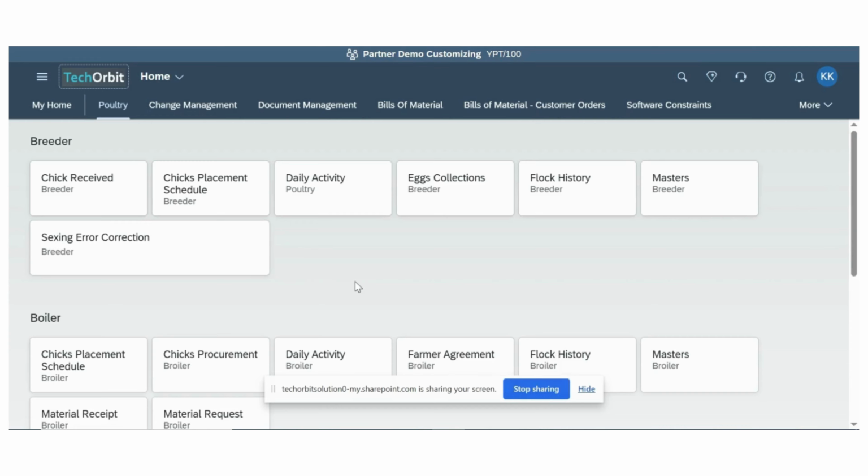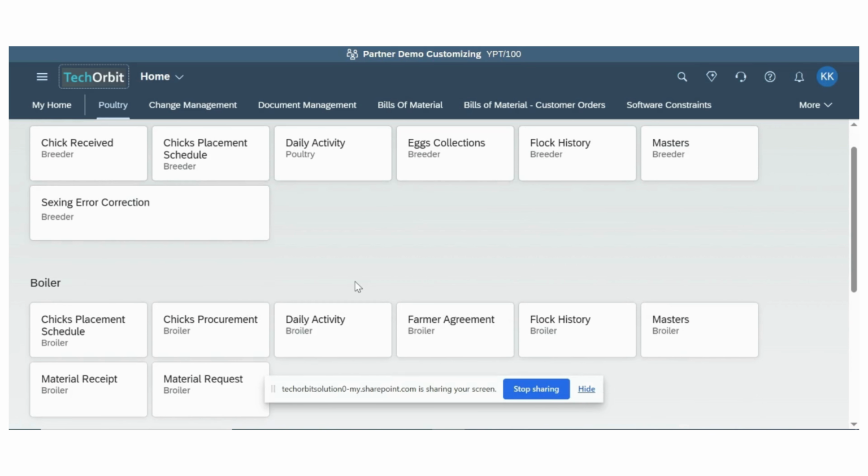TechOrbit Solution is a 5-year-old company. We are SAP Gold Partner for S/4HANA public, private, and on-premises implementation and license selling. We have developed a product for the poultry industry considering their needs and business processes.